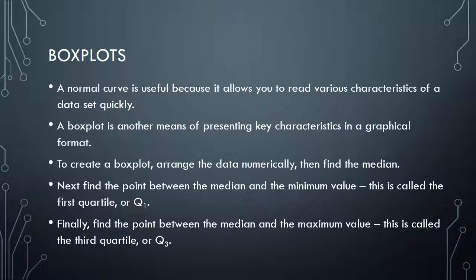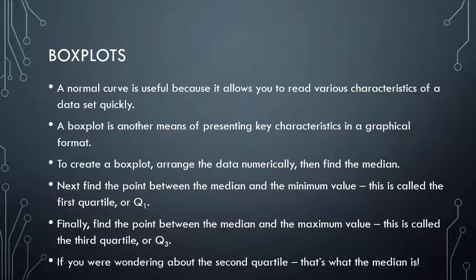Then you're going to find the point that's exactly halfway between the median and the maximum value, and this is called the third quartile, or Q3. Now, if you're wondering what happened to Q2, that's what the median is. It's actually Q2, but we don't call it that. We call it the median.